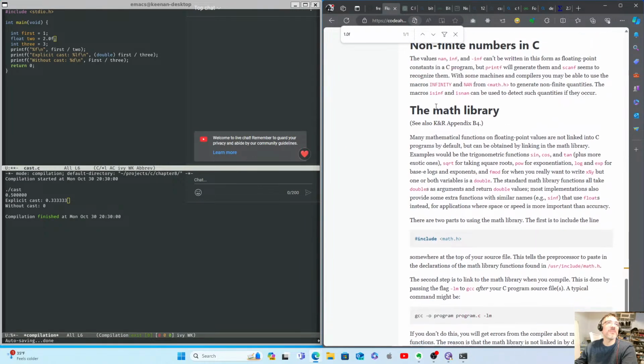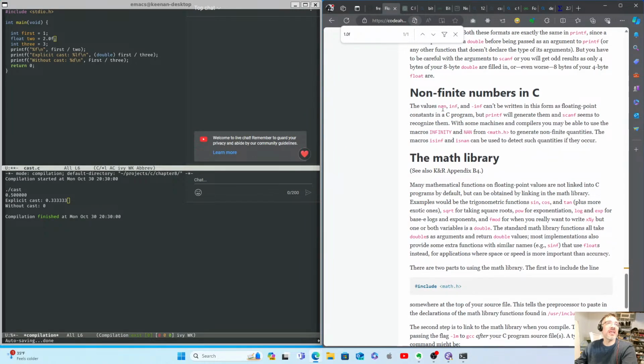Non-finite numbers in C. The values NaN, INF, and positive and negative infinity can't be written in this form as floating point constants in a C program. But printf will generate them, and scanf seems to recognize them. With some machines and compilers, you may be able to use the macros INFINITY and NAN from math.h to generate non-finite quantities. The macros isinf and isnan can be used to detect such quantities if they occur.